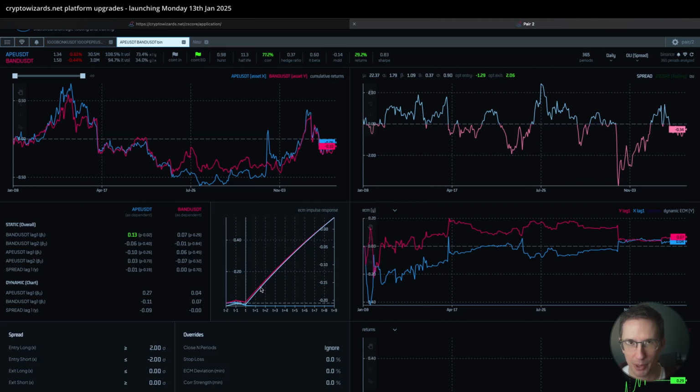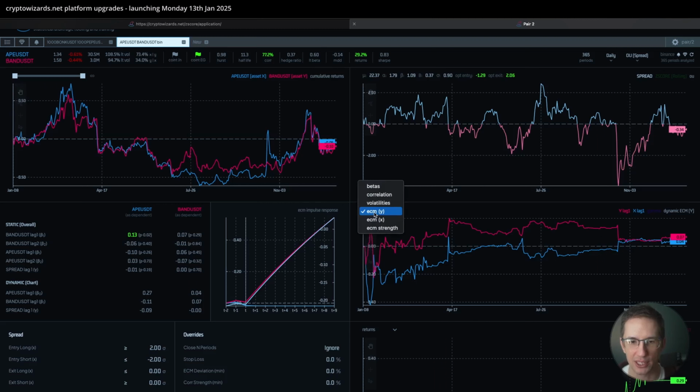I don't find this here very useful. It's there just for a nice to have. Like it sort of summarizes all information for me. What I think is very useful is this dynamic ECM. And this is here based on Y being the dependent variable.